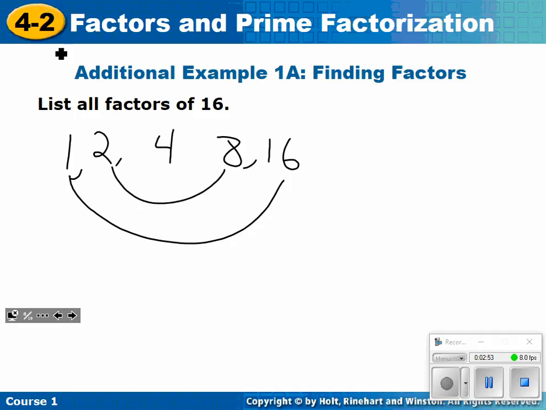Now, here's a helpful hint. When the numbers begin to repeat themselves, you are done. When you get to 4 times 4, you're in the middle, right? And you're at 16. You're done. You start at 1 and you keep building up. Once you get to the one that's in the middle, 4 times 4 is 16, you're done.